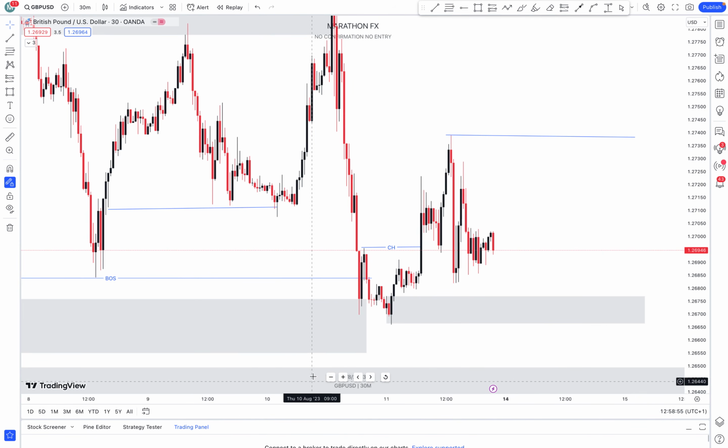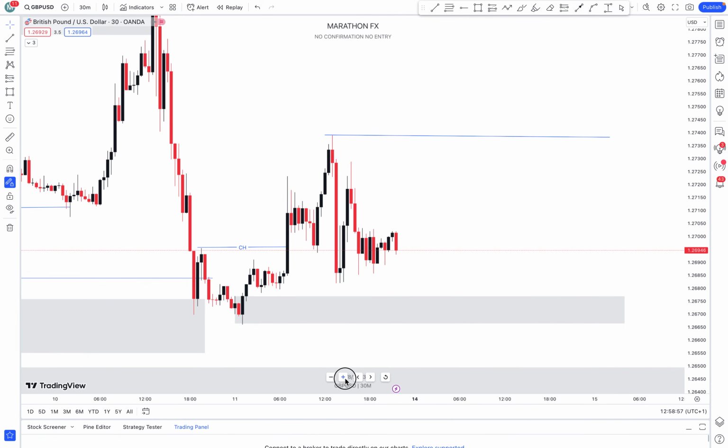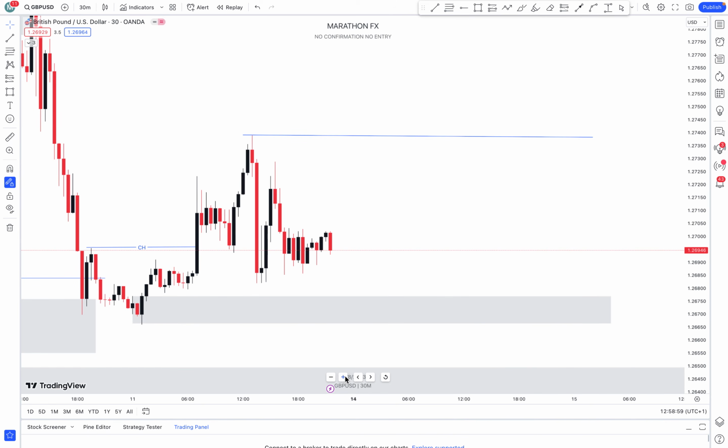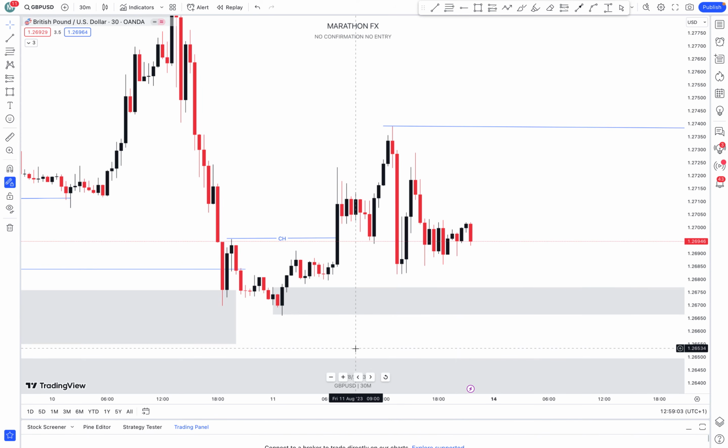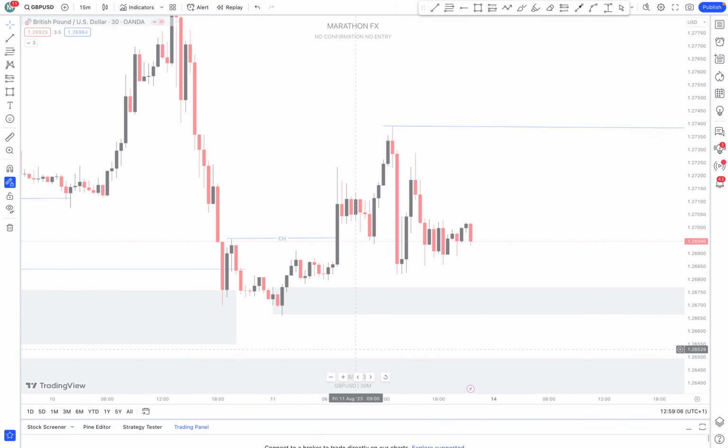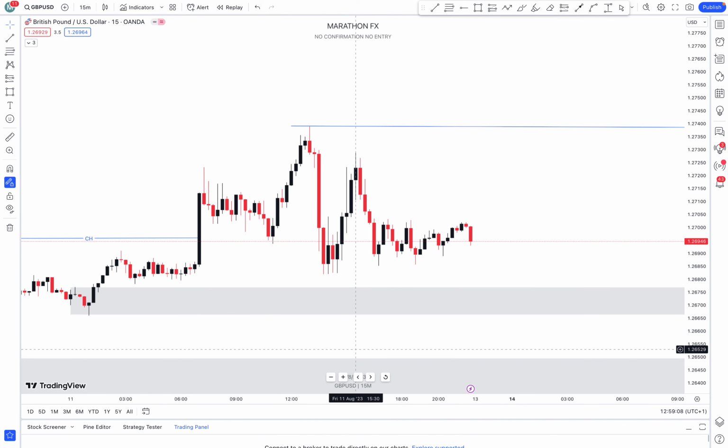Right. This is the 30 minute. I expand. Yes, my fair value gap is still very, very clear on that 30 minute. Okay. So I go to 15 minutes. So you see how I started. I start from the 1 day time frame. Now I'm on the 15 minute.